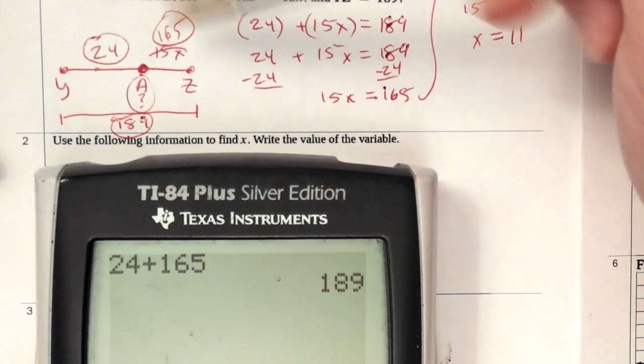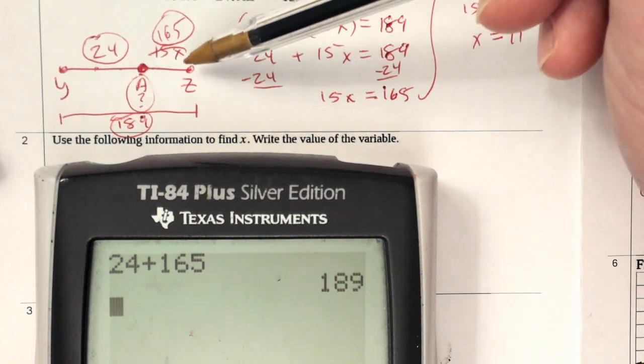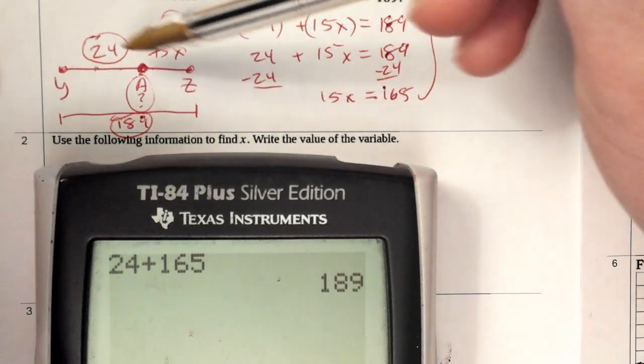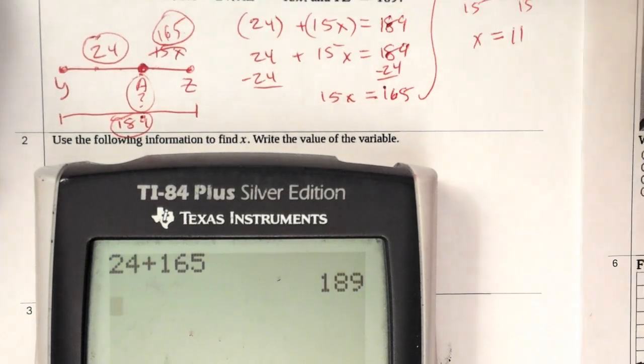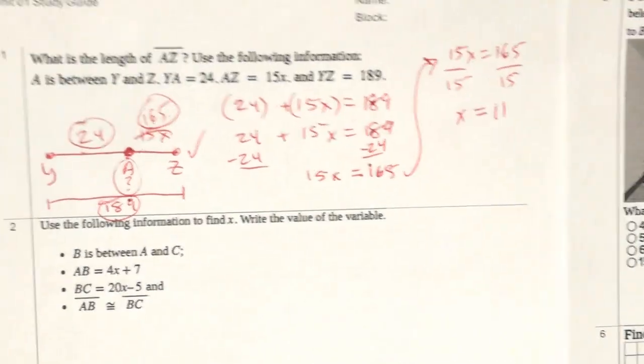Yes, that checks out. Now the picture, this is 165. That's small. But I'm the one who drew the picture. I wasn't sure where the A was, so that's okay. But I know this plus this equals the whole shebang. That checks out. Now I'm ready to answer their question.